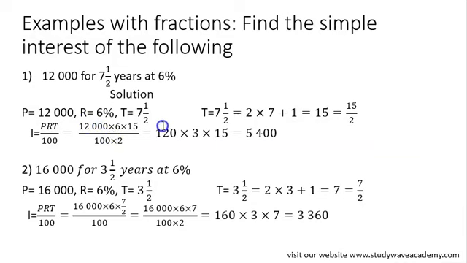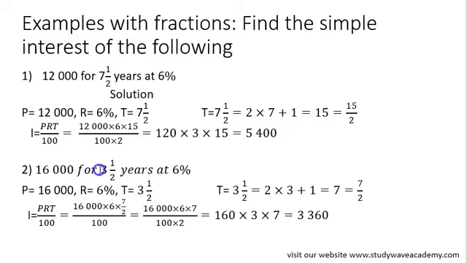So we multiply this to get our answer. When we multiply 120 times 3 times 15, our answer will be 5,400. So the interest for 12,000 for 7.5 years at 6% is 5,400. Do we understand? Okay, let's move over to the next question.